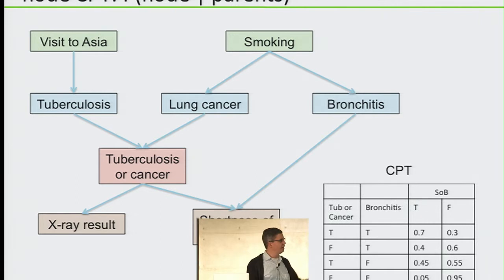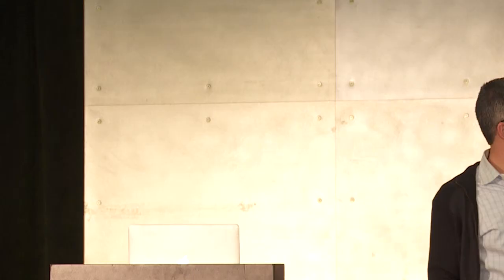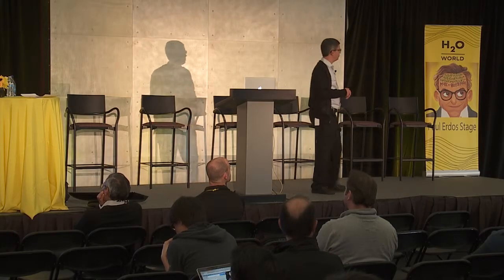And then finally, each node has a conditional probability table. I'm sorry the arrow is not showing very well there. So you can read that as: in row 1, if tuberculosis or cancer is true and bronchitis is true, then shortness of breath might be 0.7 if it's true. Those are the probabilities, 0.7 or 0.3.